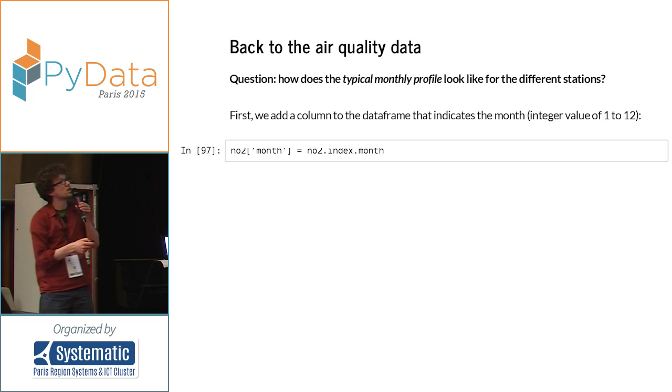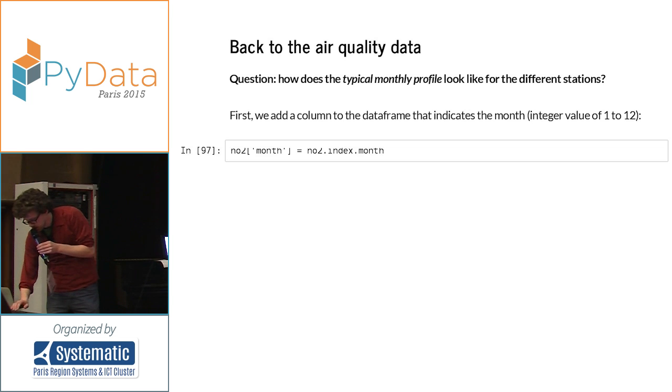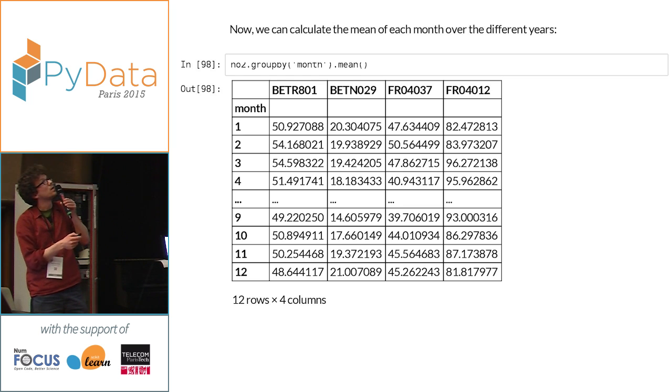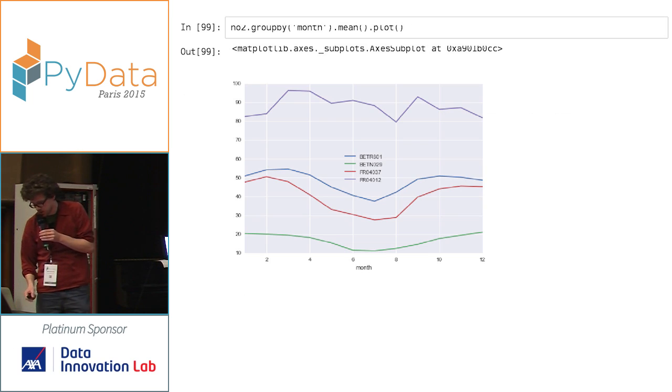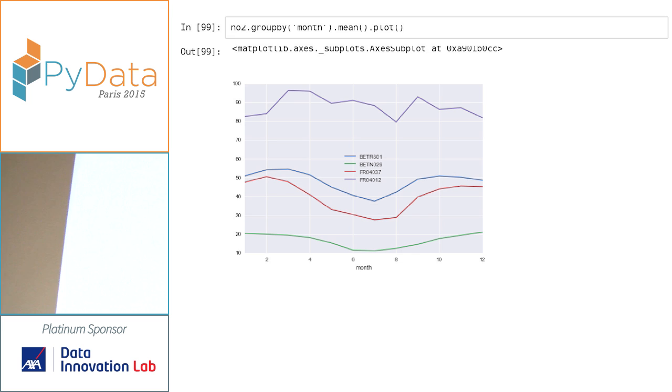In this case, you can, for example, first add a column named month, and then, as we saw before, you have the month attribute on your datetime index. And then you just say, I group by the month, and I take the mean of every group. Then you will get a data frame with the 12 months, and a mean for each station. Combined with a plot, it looks like this, and you see that the air quality is a little bit lower in general in the summer months than in the winter months.